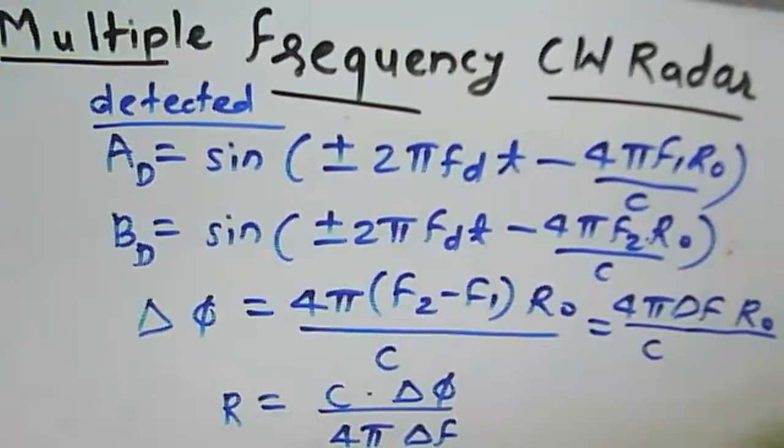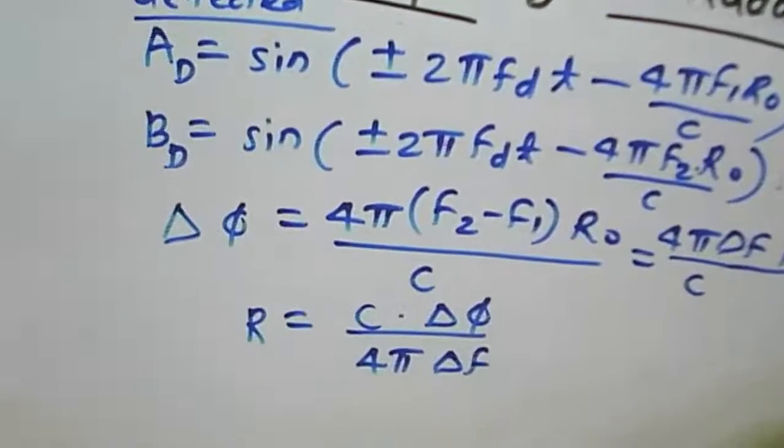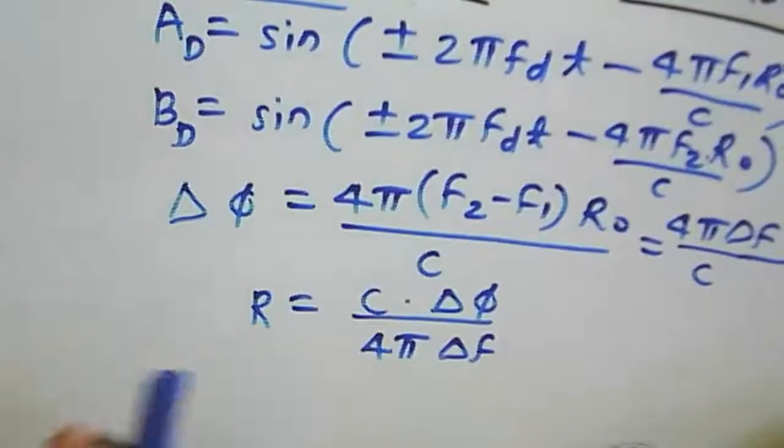So from this we can find out the range. This one is about the range measurement here. The frequency difference and the phase difference will provide you the ambiguity in the range there. And again this will provide you the error for the measurement of the signal there.